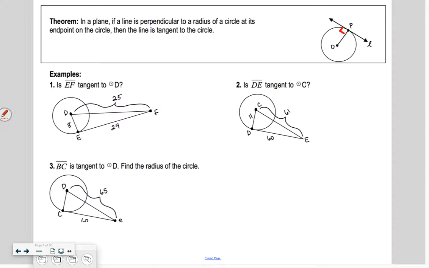How do I decide if this is a 90-degree angle or not? How did we decide if something was a right triangle? What theorem? Pythagorean theorem. We're going to use the Pythagorean theorem and see if it's true. So we're going to do 8 squared plus 24 squared equals 25 squared.